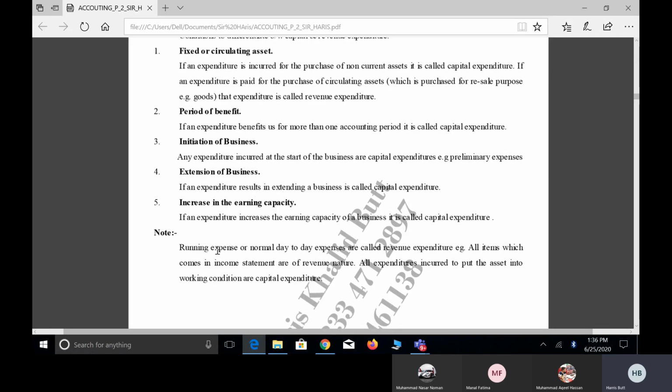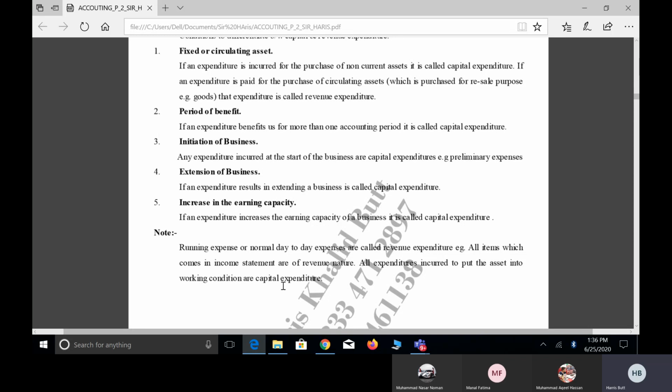रेवेन्यू एक्सपेंडिचर क्या होते हैं? रनिंग एक्सपेंसेस, यहाँ लिखा हुआ है सामने. रनिंग एक्सपेंसेस और नॉर्मल डे टू डे एक्सपेंसेस are called revenue expenditure. All items which come in the income statement are of revenue nature, and all expenditure incurred to put the asset into working condition are capital expenditures.